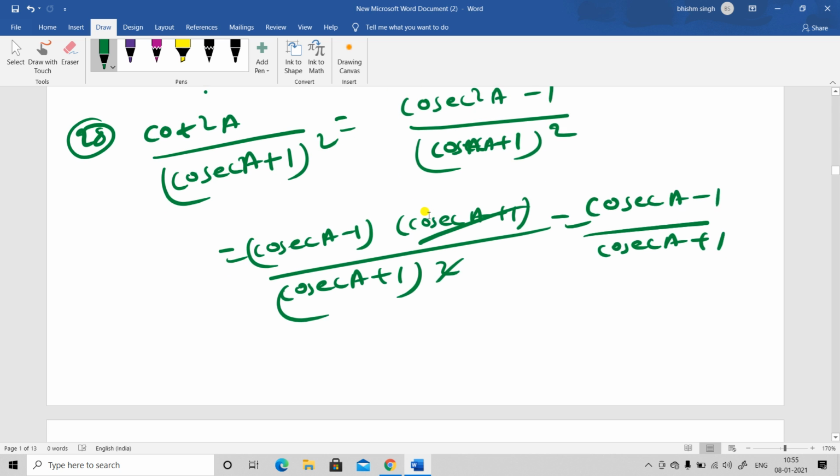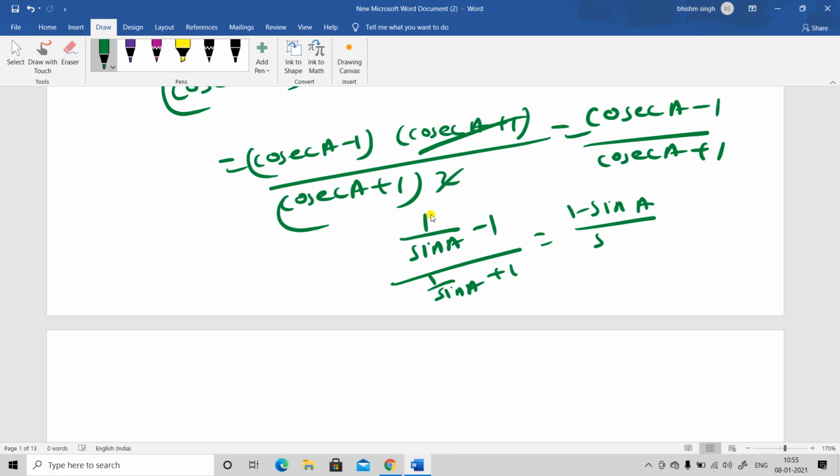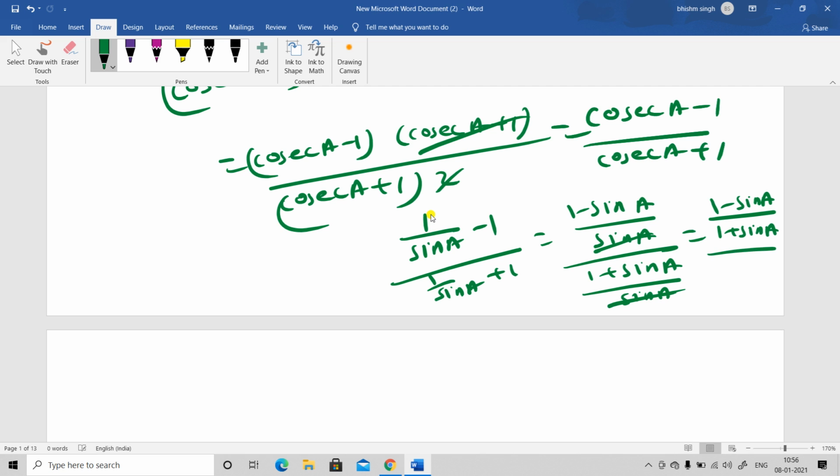Now again we want to convert into sine, so simply convert into sine: (1 by sin A minus 1) divided by (1 by sin A plus 1). That gives (1 minus sin A) divided by sin A, over (1 plus sin A) divided by sin A. The sin cancels, and we get (1 minus sin A) divided by (1 plus sin A). So this is the answer.